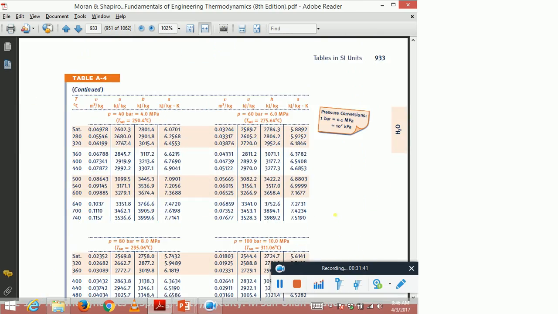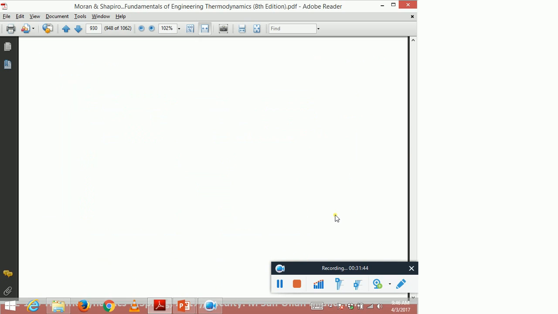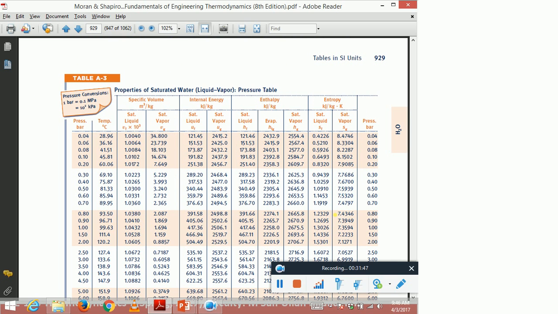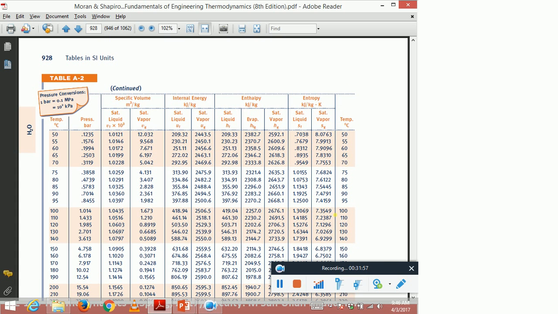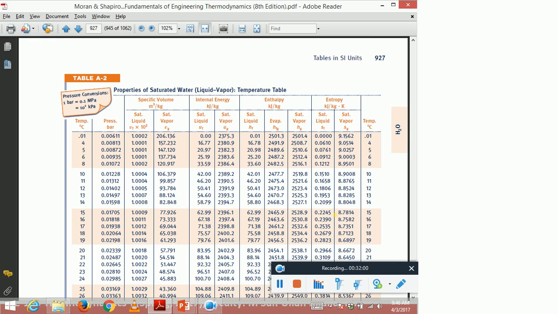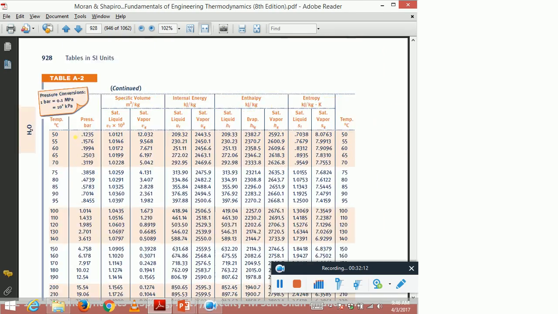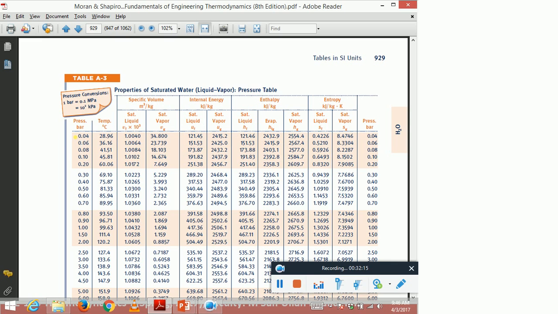This is for saturated refrigerant. This is for superheated water vapor. Oh, just see. This is for liquid vapor region. Right? Now this is also for liquid vapor region. The only difference is this first column. The first column is related to temperature in table A-2, and in table A-3 the first column is related to the pressure in bars. Okay, if you have the value in pressure, just go to table A-3. If you have the value for temperature, go to table A-2.